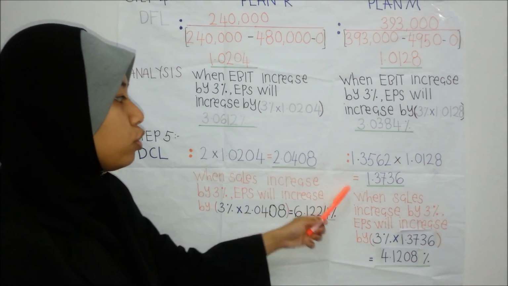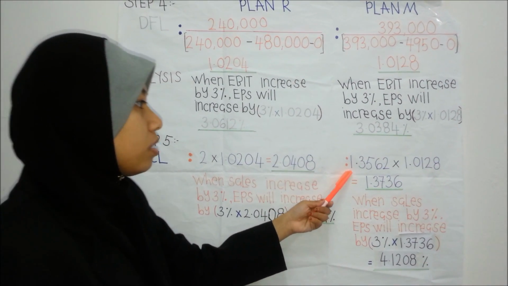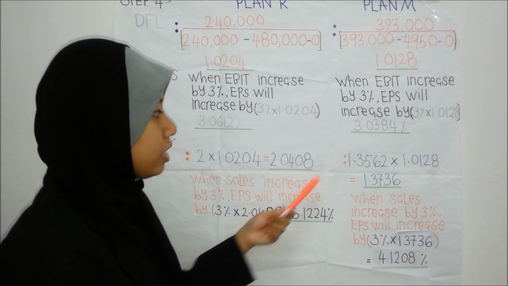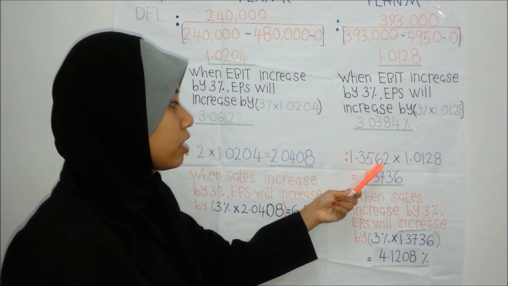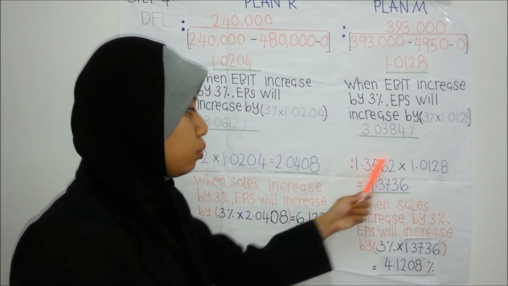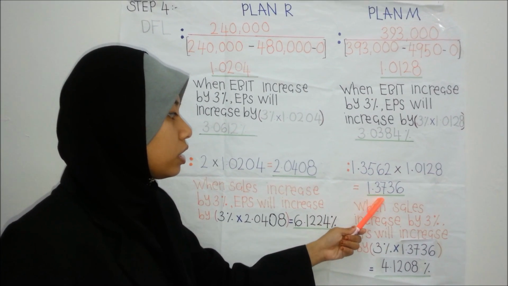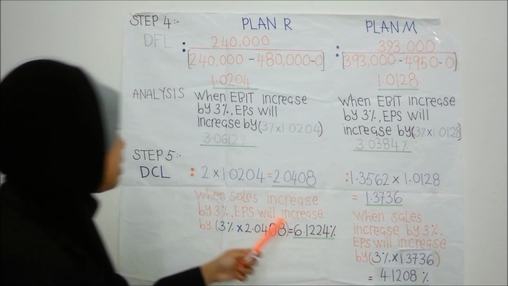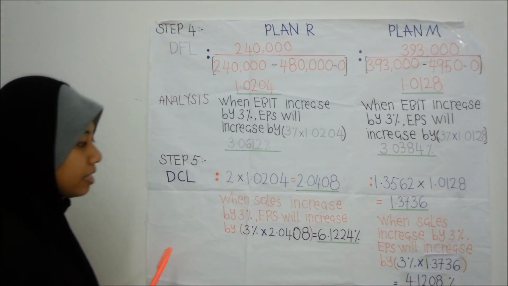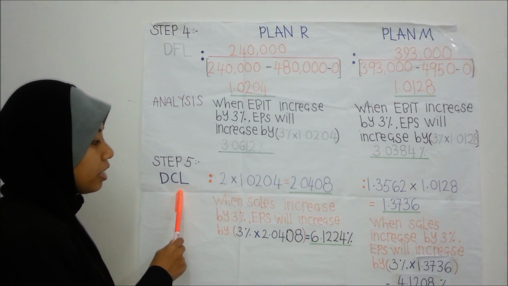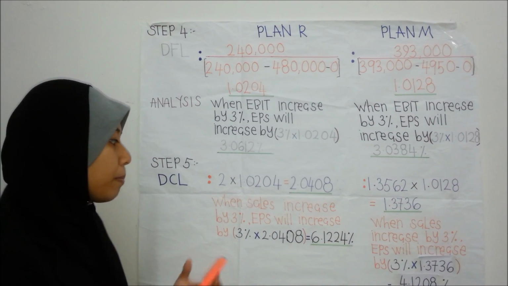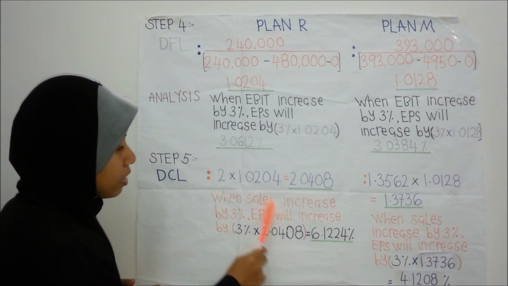For plan M, you do the same, which is also degree of operating leverage times degree of financial leverage, which is 1.3562 times 1.0128, and you will get the total 1.3736. And then after you do the calculation, you will also have to do the analysis for degree of combined leverage. What you have to remember is the sales and the EPS.